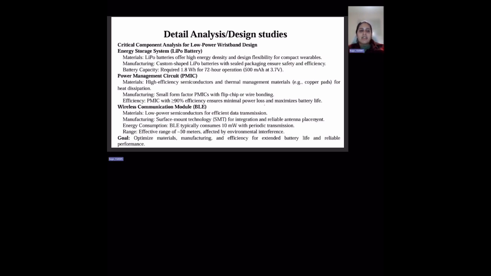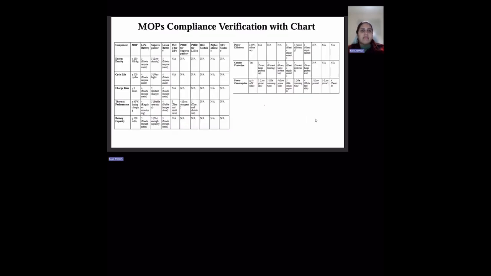The manufacturing uses surface mount technology, SMT, for integration and reliable antenna placement. On energy consumption, BLE typically consumes 10 with periodic transmission. The range is efficient, about 50 meters, affected by environmental interference. Now we have the MOPS compliance verification with charge.